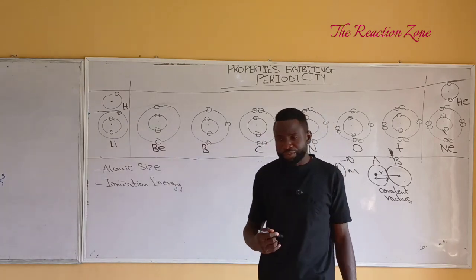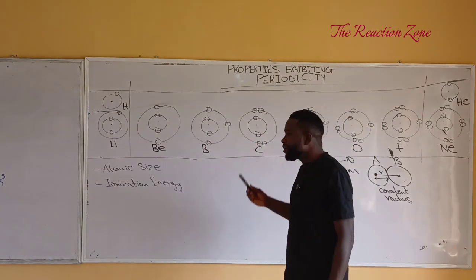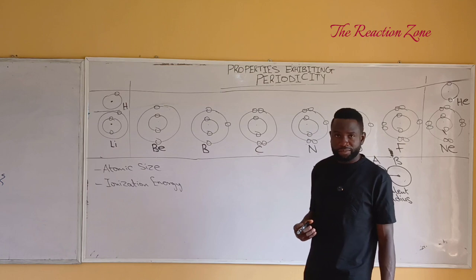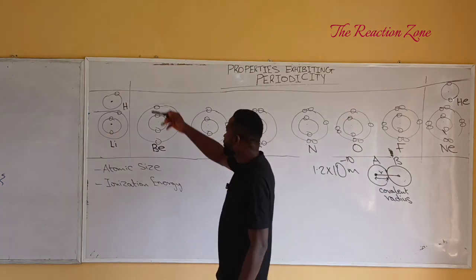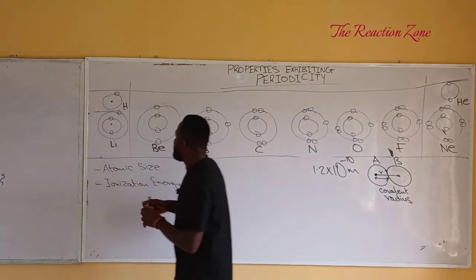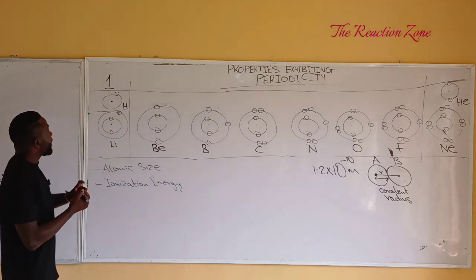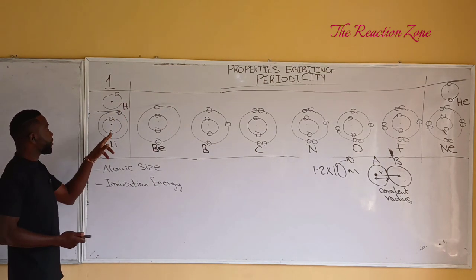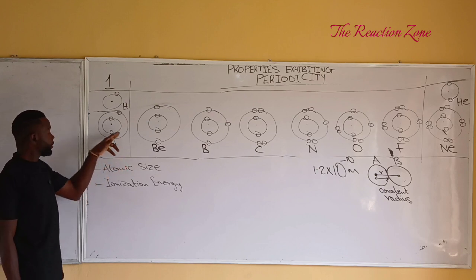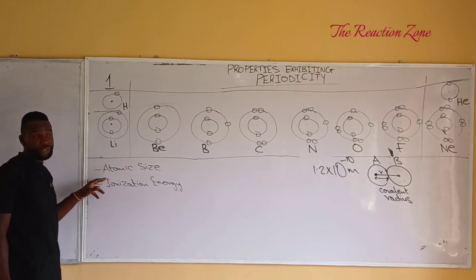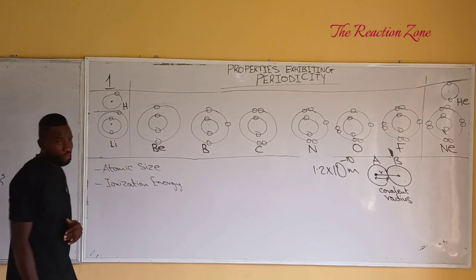Down the group, atomic size increases. Now, as you move down a group, for instance, this is group 1. You can see that the first member has 1 electron shell. The second member has 2 electron shells. The third member that is not shown here will have 3 electron shells, and so on and so forth.